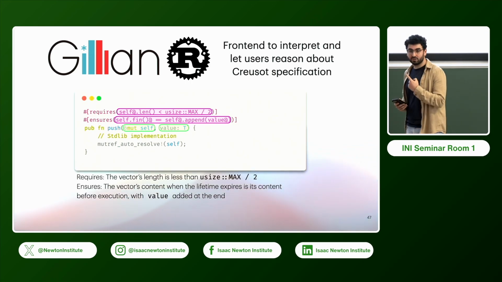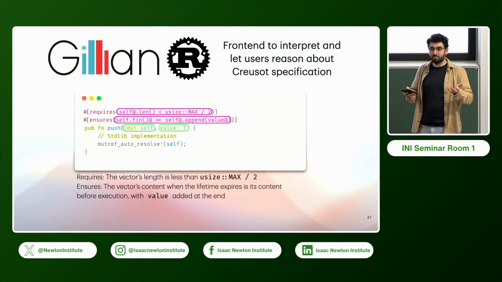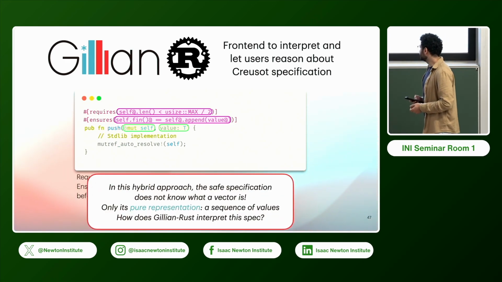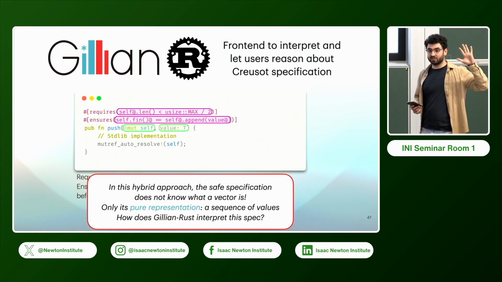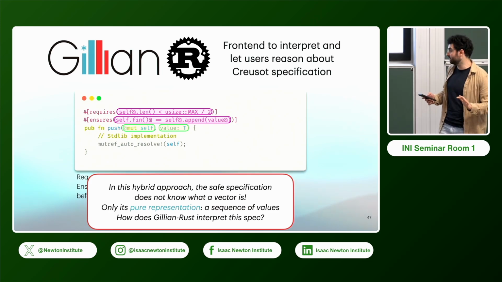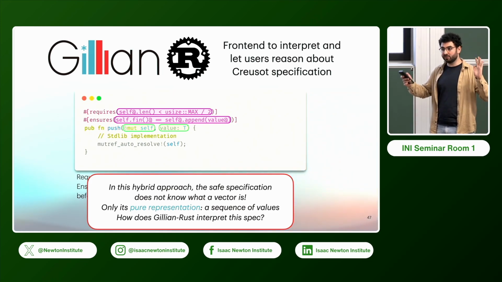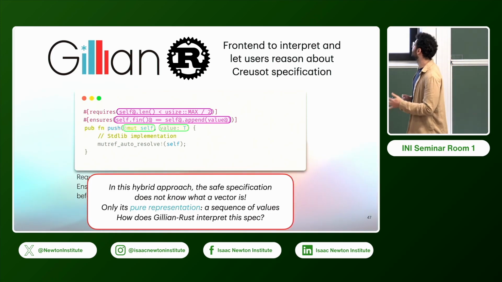And on top of that, you have the types, which are implicitly part of the specification. So as I said, in this hybrid approach, the safe part does not know what a vector is. It would be the exact same specification for a linked list. It would work exactly the same. It only knows that the pure representation of a vector is a sequence of values, and you only have to reason about that. So how does Gillian-Rust interpret this spec in our hybrid approach?